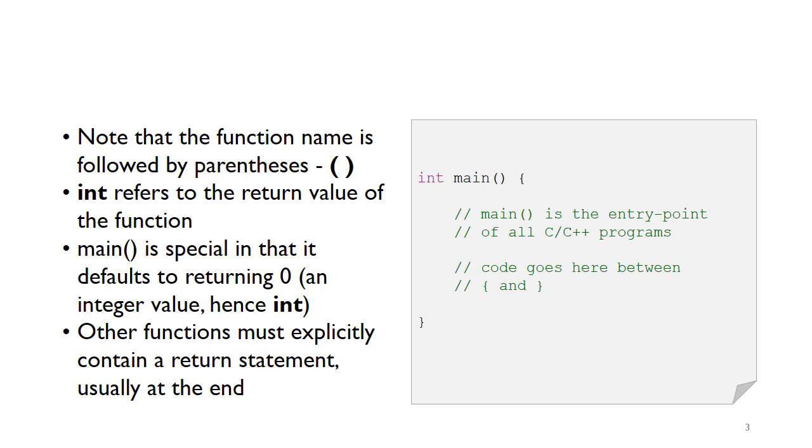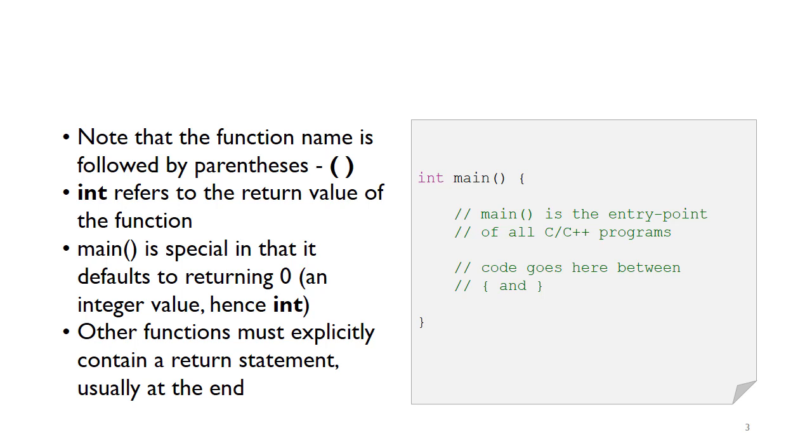So int refers to what we call the return value of a function. But main is special in that it doesn't need to return anything. It's automatically assumed that it returns 0, and since 0 is an integer, this is the reason why this is int. You could actually put return 0 at the end of your code, the last line here. But since main is a special function, we don't need to do that. The compiler automatically puts return 0 there if we don't.